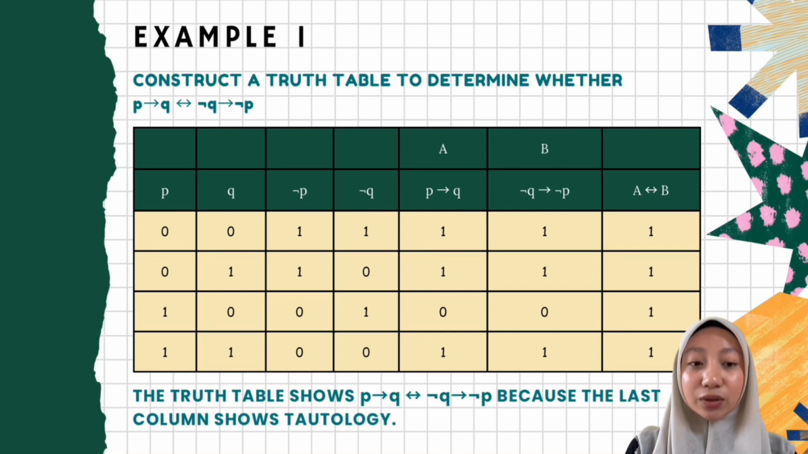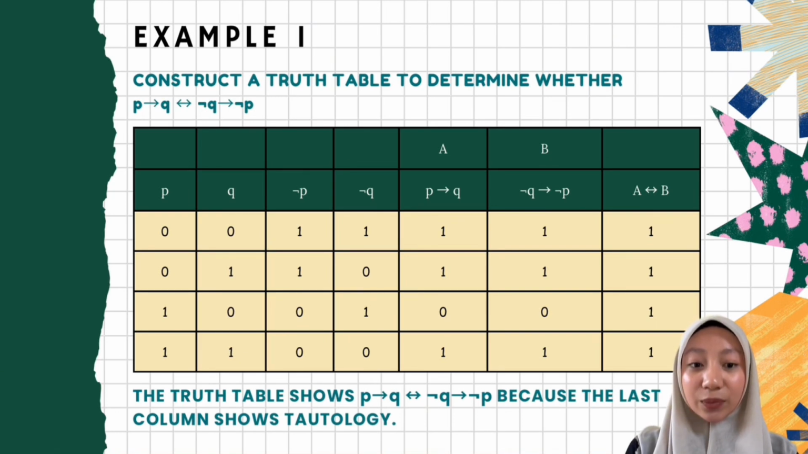Then we have to find the truth value for P implies Q. If both P and Q are 0, or P is 0 and Q is 1, or both P and Q are 1, the implication is 1. However, if P is 1 and Q is 0, then the truth value is 0. Name the column P implies Q as A. We do the same thing for not Q implies not P and name the column as B.